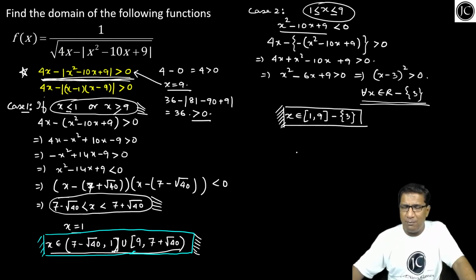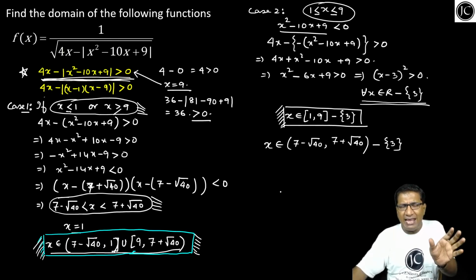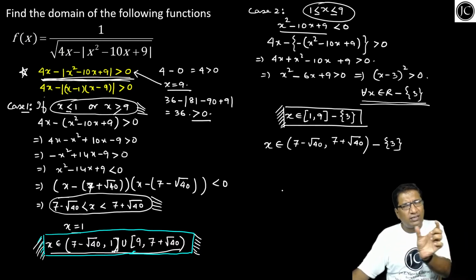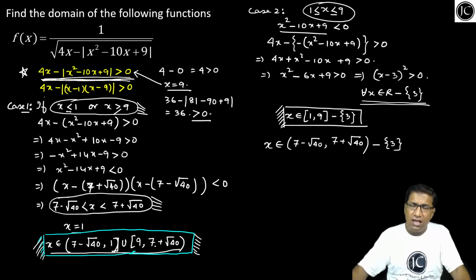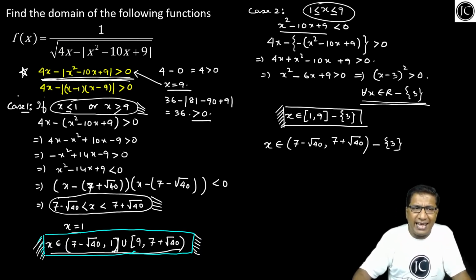Therefore, our required domain will be, look at it very carefully, x belongs to 7 minus root 40, say 7 plus root 40, except this value. Are you getting my point? Because इसमें observe करो, इसमें क्या बोल रहा है? X is lying between 7 minus root 40 to 1 closed. 7 minus root 40 से 1 closed ये lie कर रहा है, and again from 9 to 7 plus root 40. मतलब 1 से 9 के बीच में कोई वैल्यू ये नहीं ले रहे for case 1.